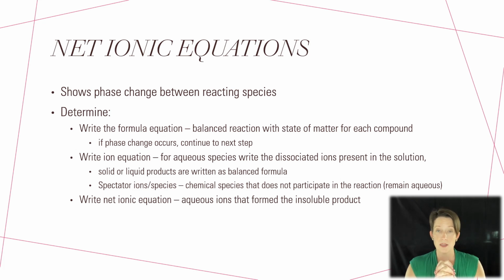So how we do this is through a set of 3 reactions. We want to write and balance our traditional, what we call formula equation. This is going to be your balanced reaction with the state of matter for each compound. If a phase change occurs and metathesis is happening, then you move forward. If a phase change does not occur, metathesis did not happen, it's not a metathesis reaction, so it doesn't do anything else. So let's say one worked, and we're going to move forward.